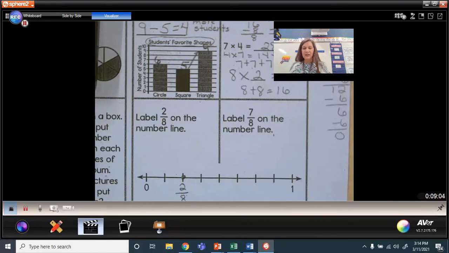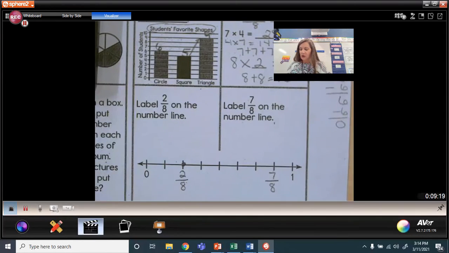To find 7 8s, I would count 7 parts from the 0, 1, 2, 3, 4, 5, 6, 7. Or something else that somebody mentioned today in class was you could go up 5 more from the 2 8s to get 7 8s. Because from 2 8s to 7 8s is going to be 5 8s. So that's another way to think about it also, the difference between these two.